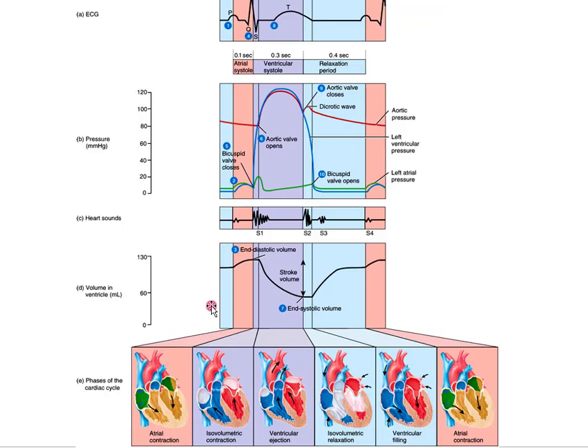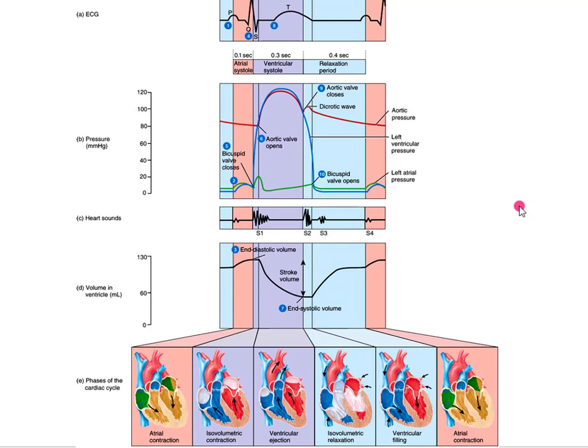Where is that represented on the Wiggers diagram? That is represented right over here. Now this is where that bicuspid, or mitral, valve opens. And when that happens, it opens. Why? It opens because at this point, left atrial pressure is again higher than left ventricular pressure.